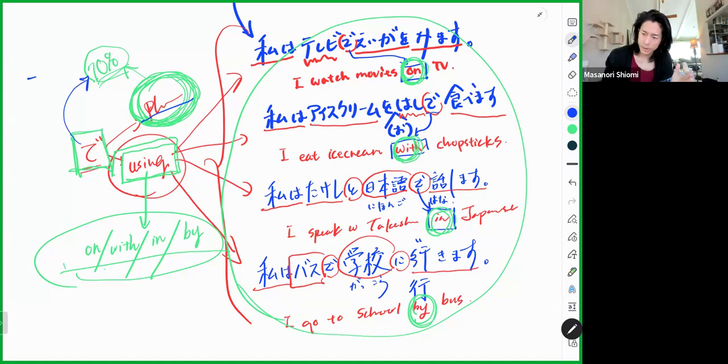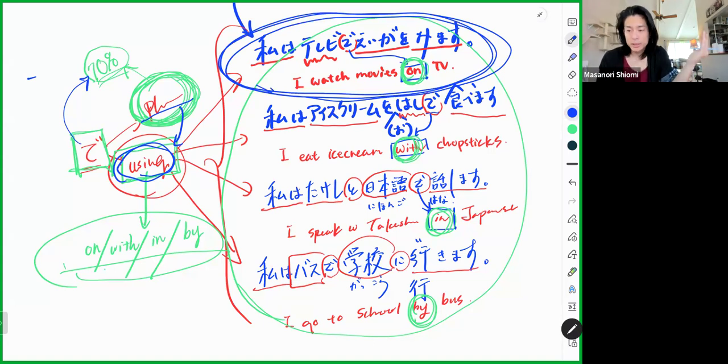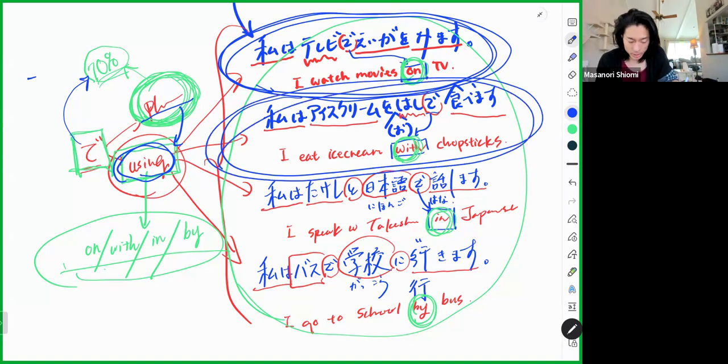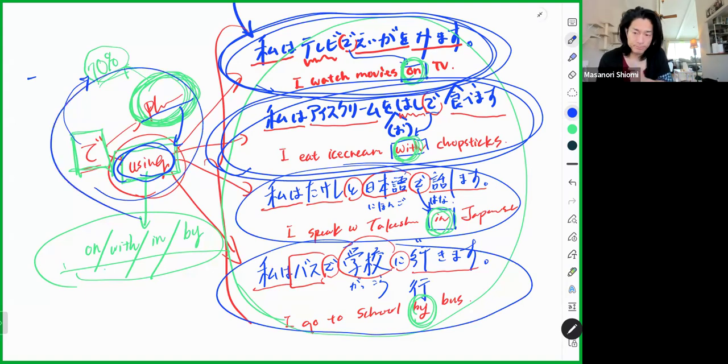And when you translate that way, it doesn't make sense, then you'll be like, oh, okay, so this doesn't make sense. Okay, maybe the second function is what's being used. Just use "using" to translate at first, right? After that, at the end, the final product is when you do the natural translation. Here, I watch movies using TV. Natural translation will be, I watch movies on TV. This one, I eat ice cream using chopsticks. Natural translation: I eat ice cream with chopsticks. Same way. Okay, that's my recommendation.